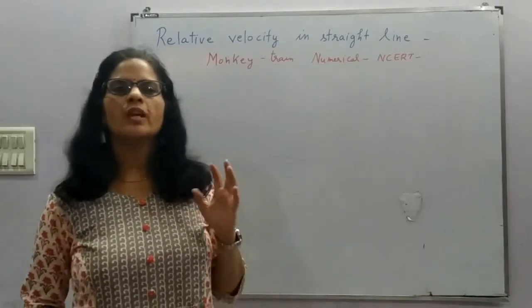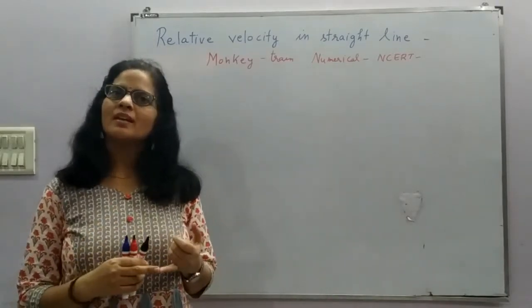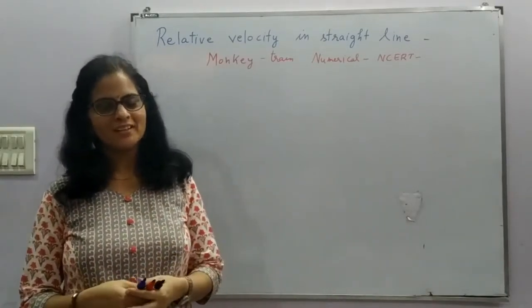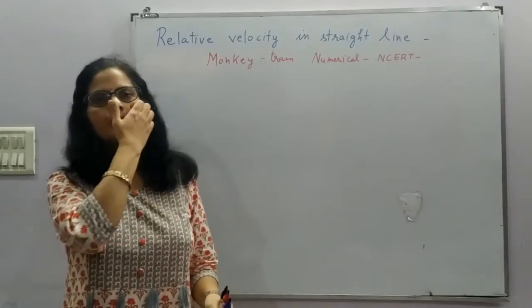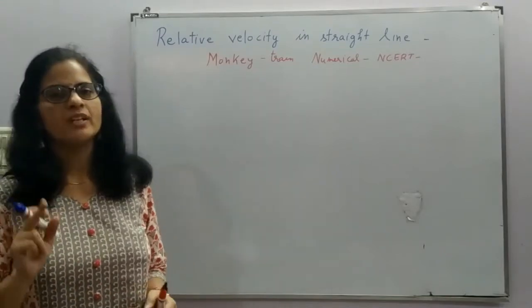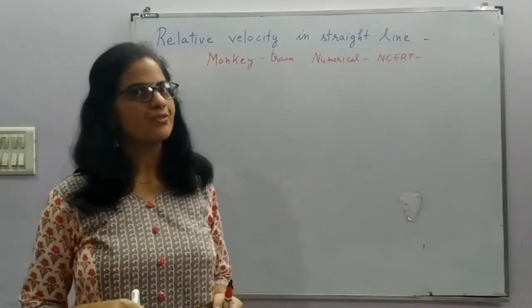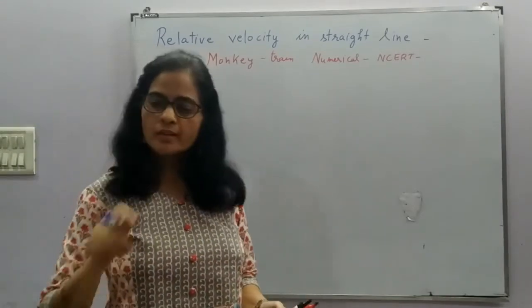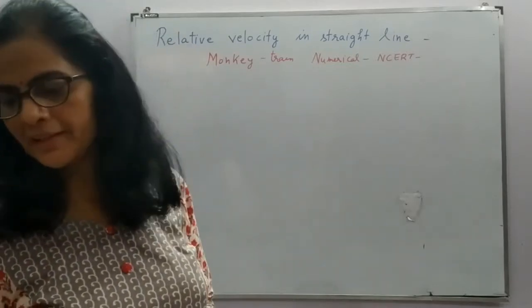Everyone. Today we are going to discuss the monkey train problem given in your NCERT. A very interesting problem. This problem will clear many of the concepts of the relative velocity when we are discussing it in case of straight line motion. So the numerical says it's example 3.9.